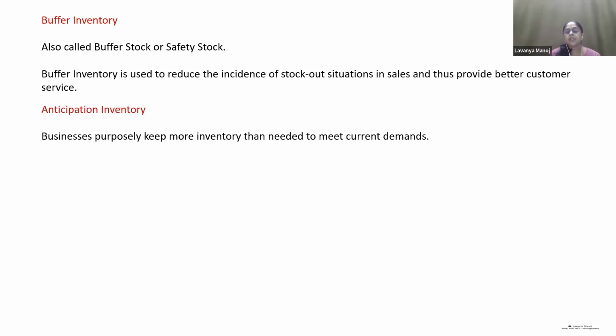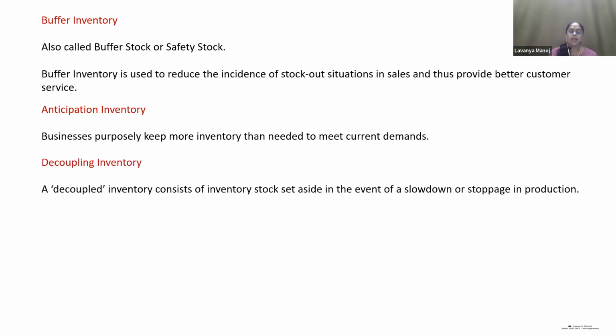And anticipation inventory is to meet the current demands. Other than the safety stock, anticipation stock is maintained during the season times, that is, the present current demands. If they want to meet anticipated demand, more inventory can be kept during the season time. So those inventories are called anticipation inventory.